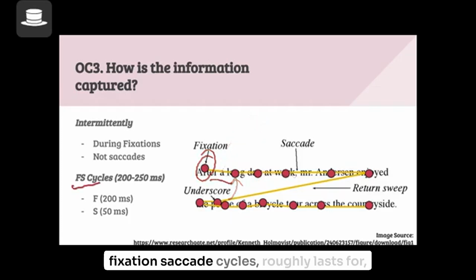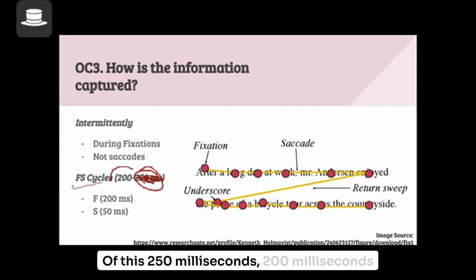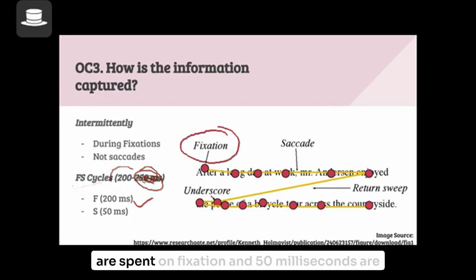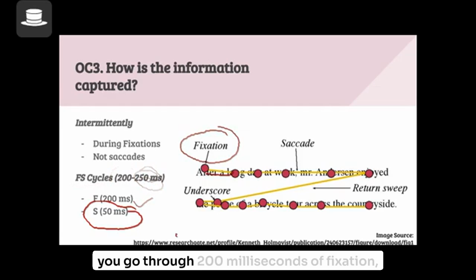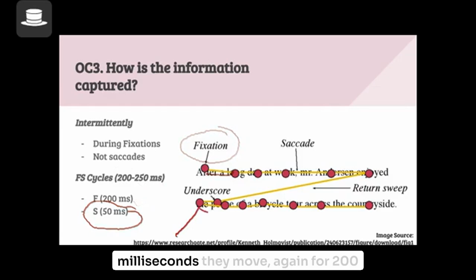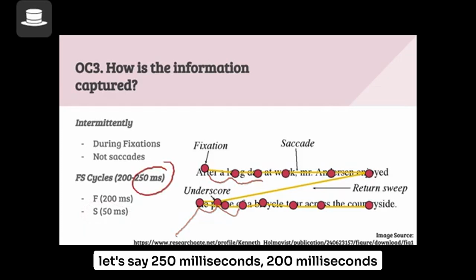Fixation saccade cycles roughly last for around 250 milliseconds. Of these 250 milliseconds, 200 milliseconds are spent on fixation and 50 milliseconds are spent on saccade. In other words, you go through 200 milliseconds of fixation, your eyes don't move. Then for 50 milliseconds, they move. Again, for 200 milliseconds, they don't move. And for 50 milliseconds, they move. And each cycle lasts, let's say, 250 milliseconds: 200 milliseconds of fixation and 50 milliseconds of saccade. And think about it.